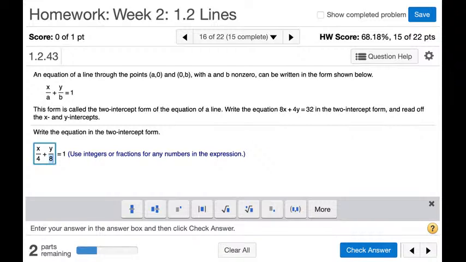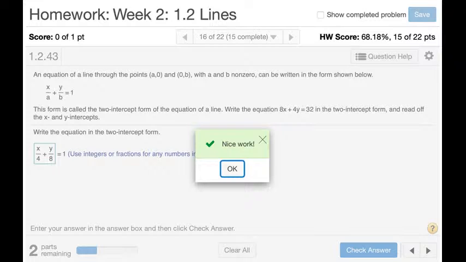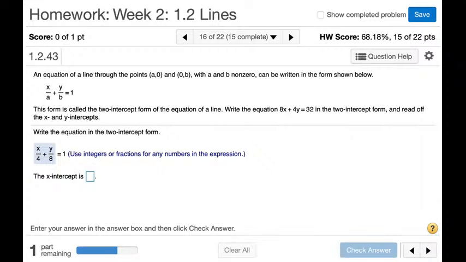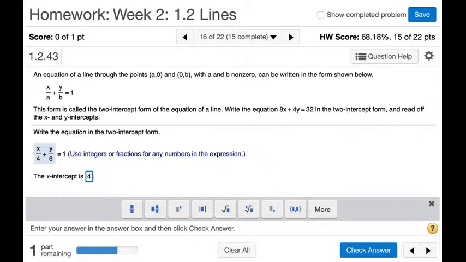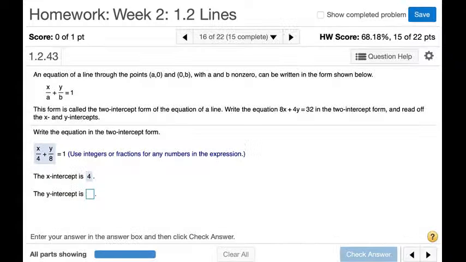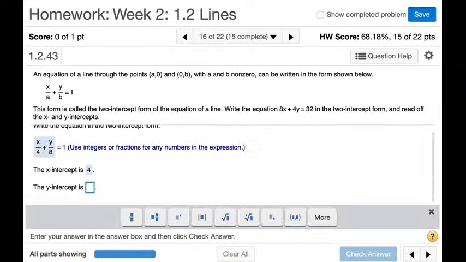Okay, all I did was find the x and y intercepts, and the x-intercept was our a, and the y-intercept was our b. The x-intercept should just be 4, and the y-intercept is 8. All right, I think that's it.